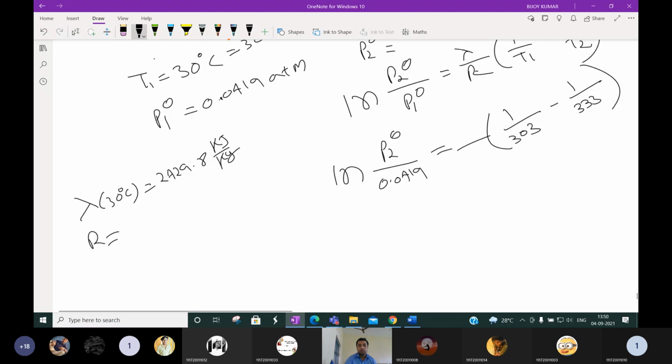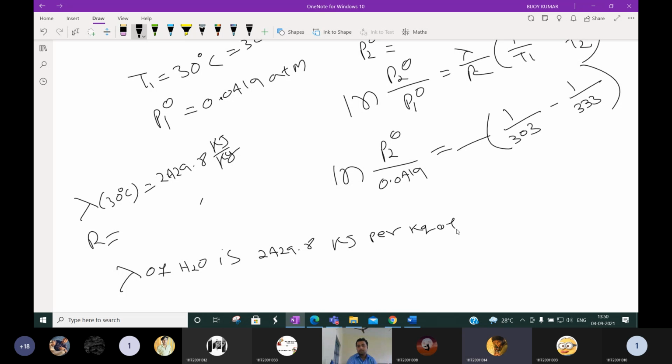Lambda is given in the question, or you can find it from the internet, as 2429.8 kilojoule per kg. It means the latent heat of vaporization of water at 30 degrees Celsius is 2429.8 kilojoule per kg of water. For the R value, we have to take it in kilojoule units: 8.314 kilojoule per kilomole Kelvin.